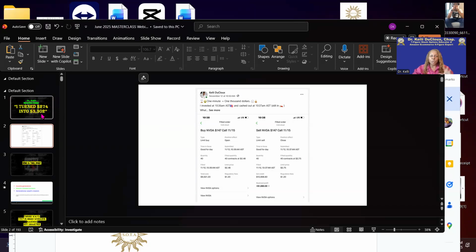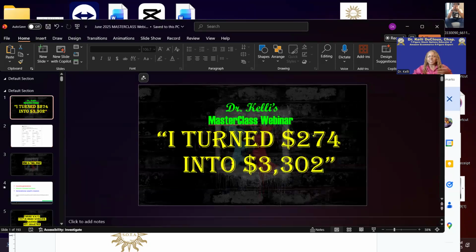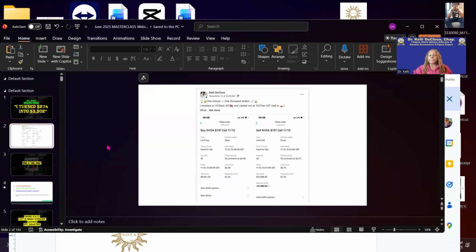So even though I was able to do something like this, I turned $274 into $3,302, and I was able to make $1,000 in 1 minute. And these are my receipts. I'm going to break these down in just a second.